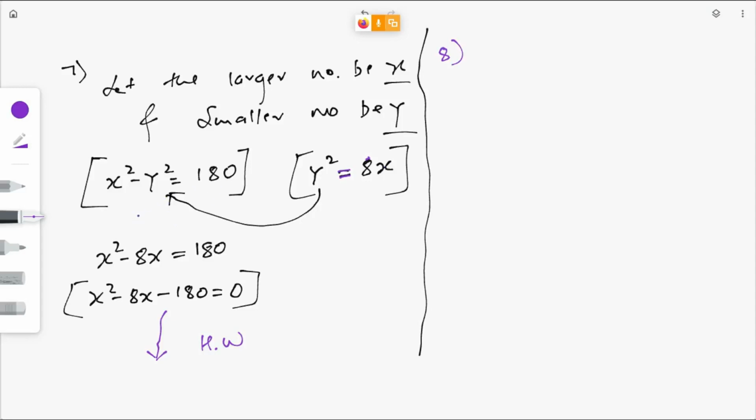See, y is the same in both the equations. So what I did is replace this y square by this. What is y square? Y square is equal to 8x. I need a quadratic equation here. We can't take both the variables and solve the equation, so we need to make a quadratic equation out of these two. That's why you replace this y square by 8x. Then you will get this equation, which is a quadratic equation.